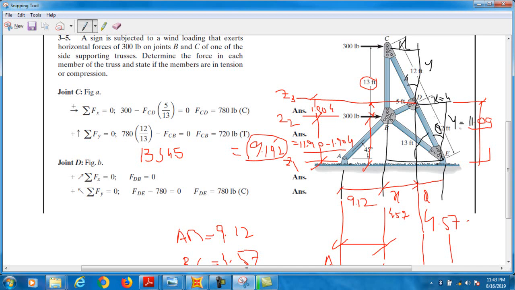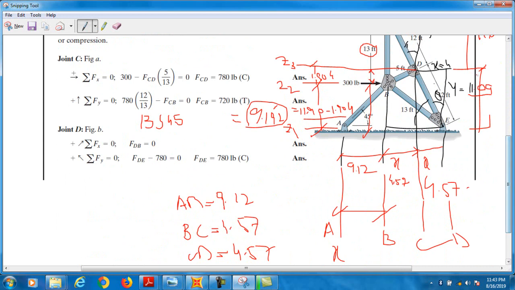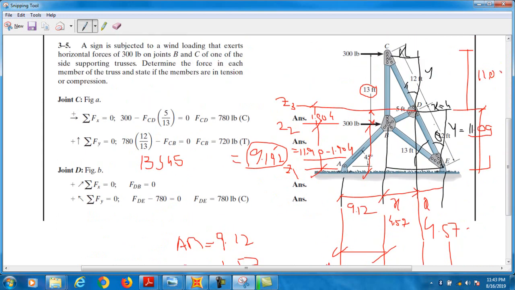The easy way is this: you can add this 11.09 with 11.09, because this distance is also 11.09. If you add these two dimensions, you will get the total height. And if you subtract this half height, 13 feet, from the total height, you can get the lower height. That is one approach. The other approach is this one: you have this side 13 and this angle, so you can calculate this height as well.